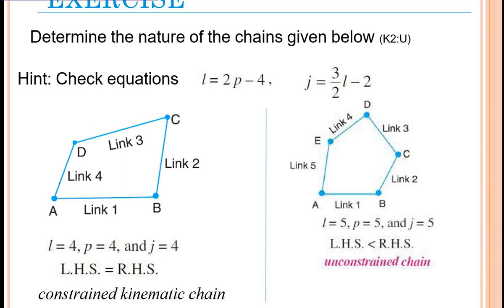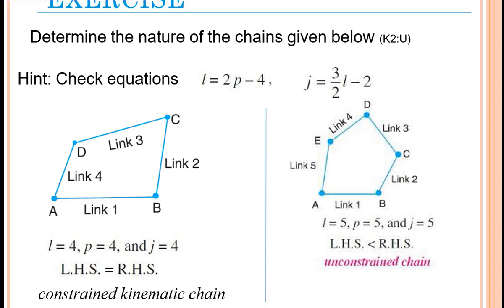So further, if you determine the nature of chains, here it's given a 4-bar link and a 5-link mechanism, where we can define whether it's a constrained or unconstrained chain. Here you can see the number of links is 4, number of joints is 4, and the J value is also equal to 4. So here LHS is equal to RHS. It's a constrained kinematic chain.